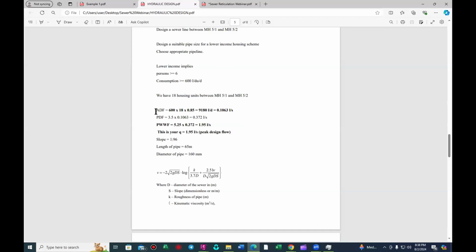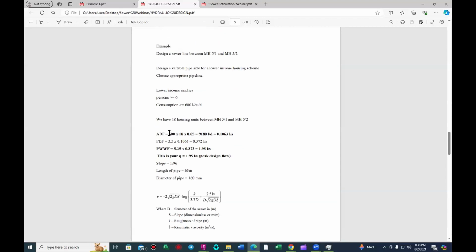Now if we want to calculate our average dry weather flow from that equation, each housing unit is producing 600. So for 18, we say 18 by 600, right? And that total amount we multiply by 0.75 to get the return flow, the amount of sewage that we are actually going to get. That is given by the formula, which is 9,180 liters per day from 18 houses.